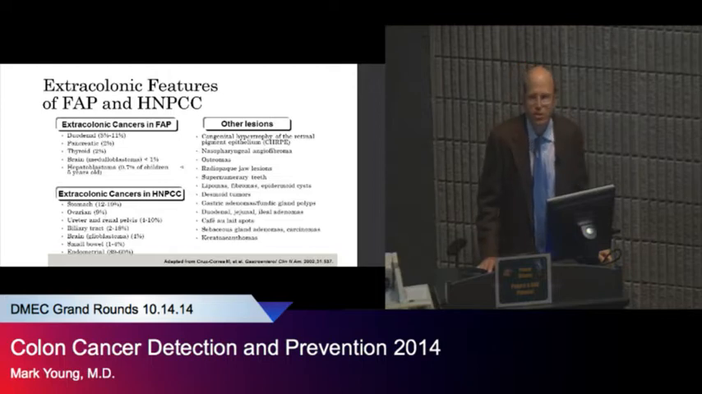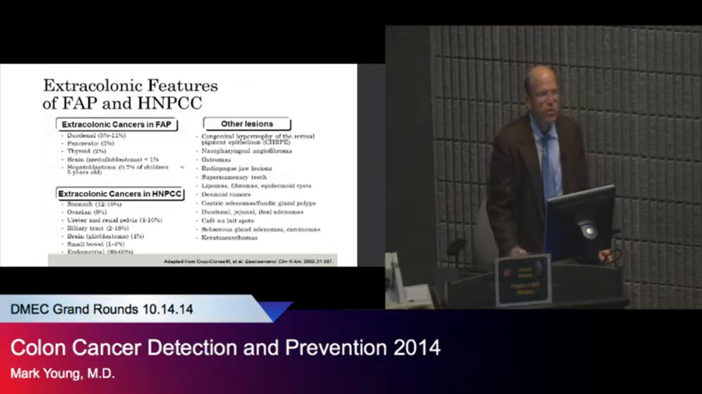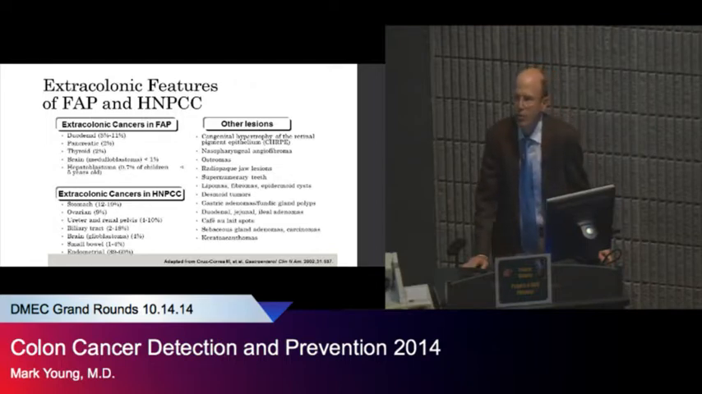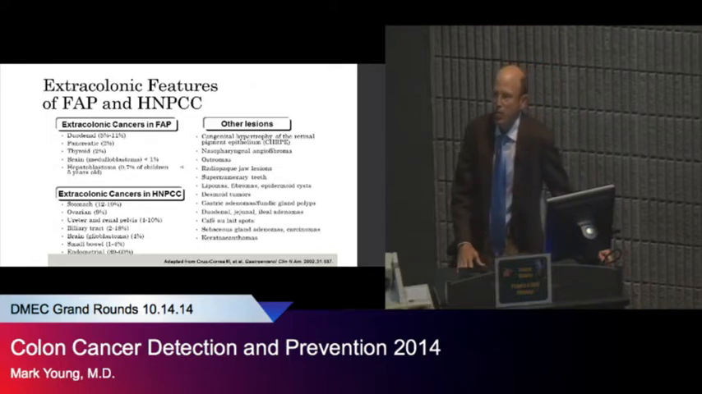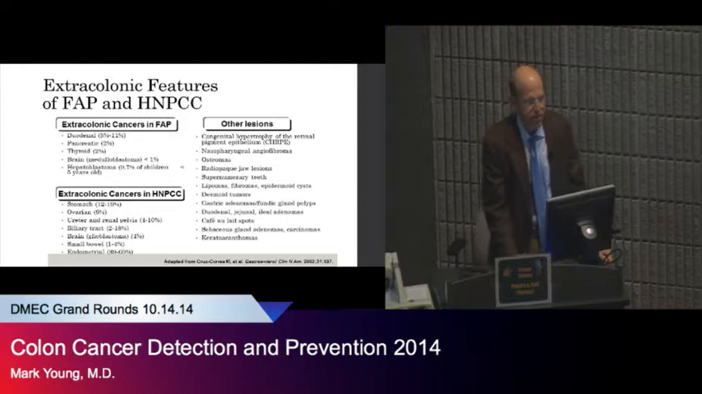And other lesions that pop up oftentimes are these radio-opaque jaw lesions, supernumerary teeth, lipomas, fibromas, and desmoid tumors. You really have to be careful about screening the ampulla in these patients. You know, I have several patients that have had colectomies, and we go back every couple years with a side-viewing scope to look at the ampulla of Vater because they can get ampullary malignancy, ampullary polyps.